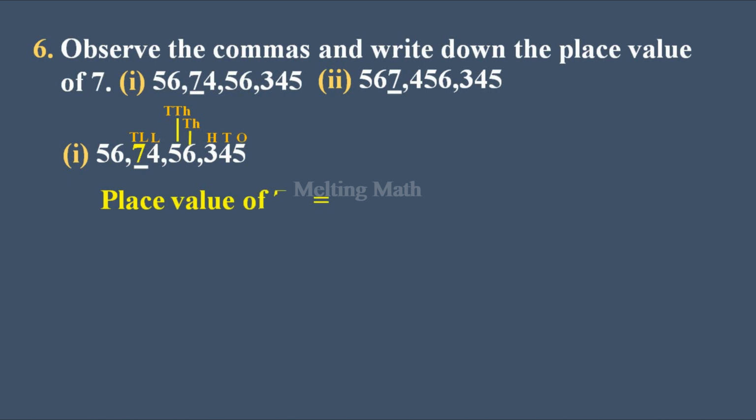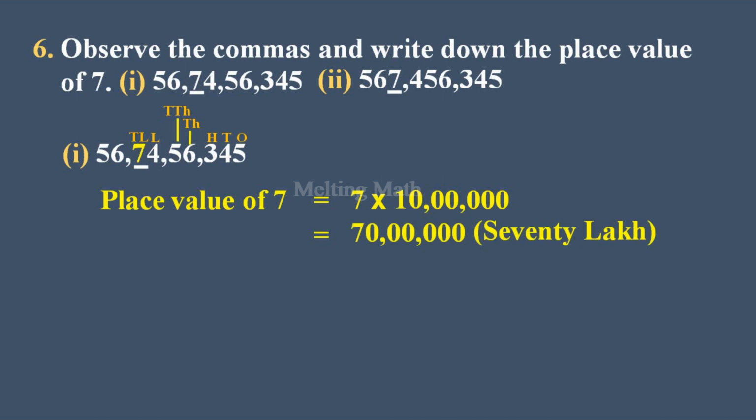So the place value of 7 is equal to 7 into, so 7 is placed in 10 lakh, so just multiply with 10 lakh here. How can you write 10 lakh? First write 10, then lakh means there should be 5 zeros. So just write 5 zeros with it. Okay, so 7 into 10 lakh is equal to 70 lakh. Okay, so the place value of 7 for the first question is 70 lakh.